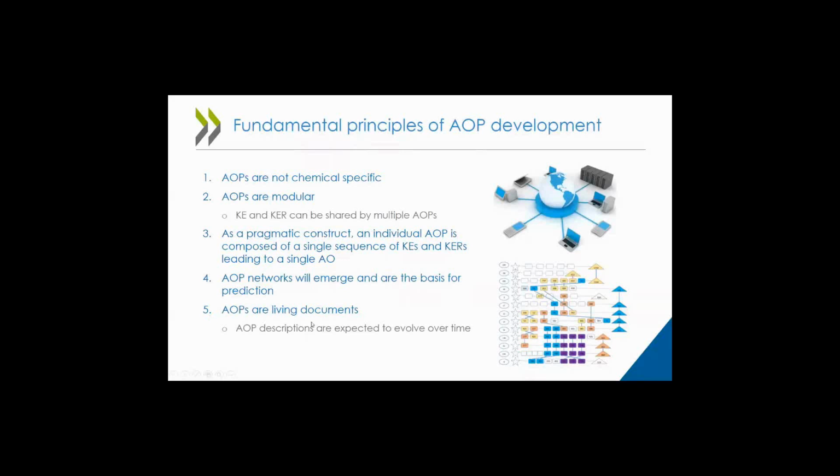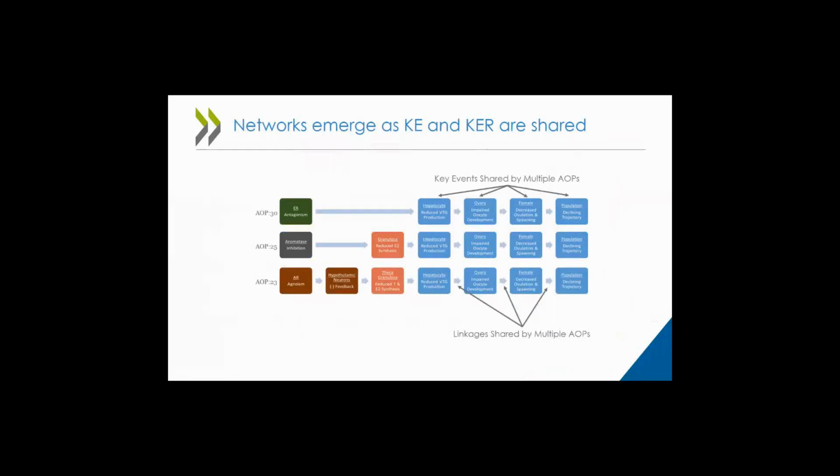And finally, AOPs are living documents. They are never finished, and AOP descriptions are expected to evolve over time as we learn more about the biology. Okay, this slide exemplifies how networks emerge as more and more AOPs are developed. This diagram shows three related AOPs: ER antagonism, aromatase inhibition, and AR agonism, androgen receptor agonism.